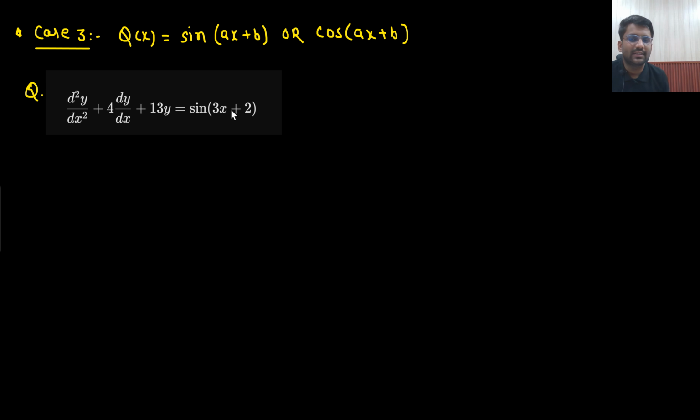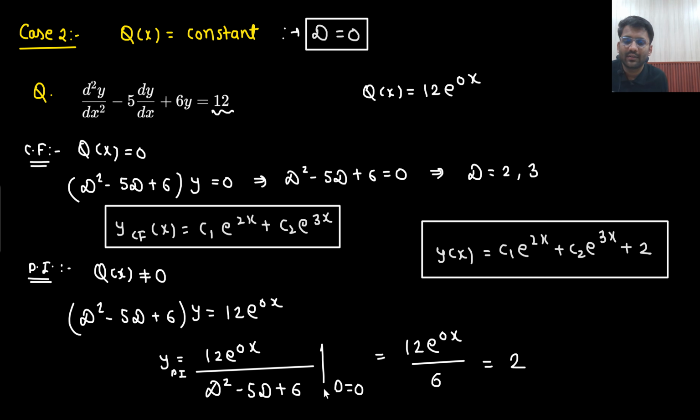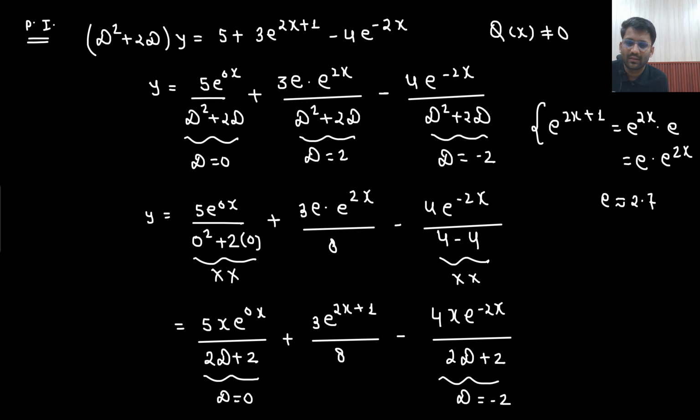You can use some Chrome extension to amplify the voice. This time we will discuss the case of sinusoids and cosinusoids. So what we will do here, d square equals minus a square we will put. So that we will discuss. CF process will be the same. PI process till this point would be the same. Till this particular point everything would be the same.